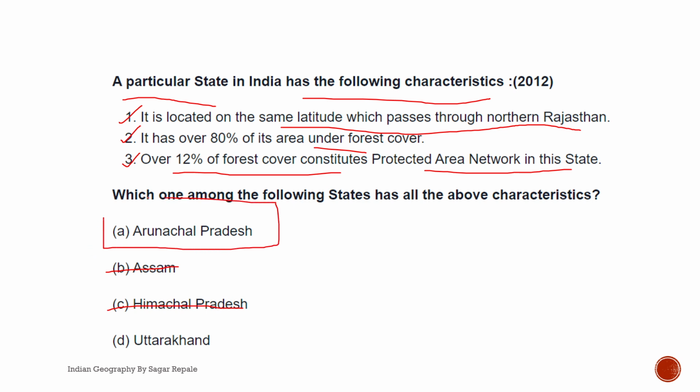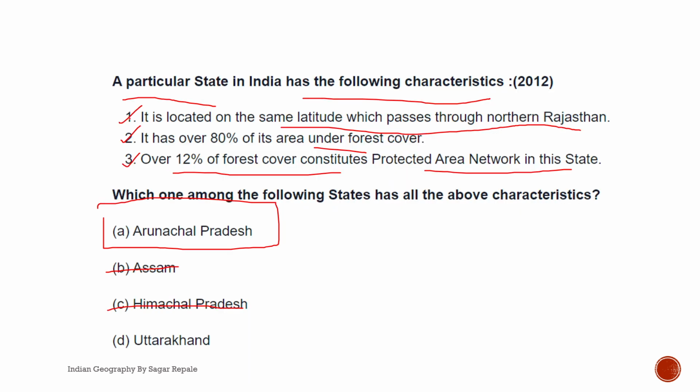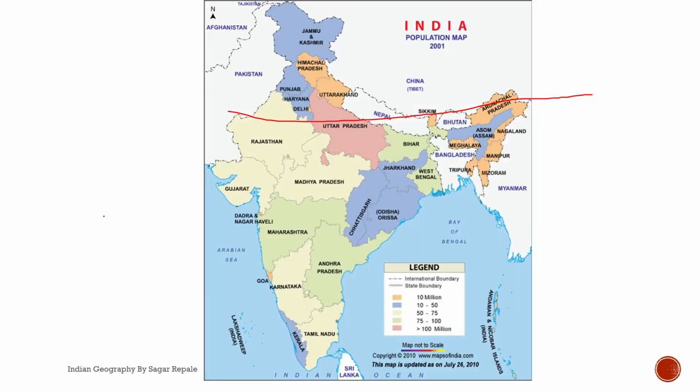Arunachal Pradesh. If you see the latitude of Arunachal Pradesh and the Rajasthan, so this is somewhat the latitude. So first statement is correct over here, and 80% of this area under forest cover. So yes, Arunachal Pradesh has one of highest forest cover in India, and yes, 12% of forest cover constitute the protected area network in this state. So Arunachal Pradesh is the answer over here.